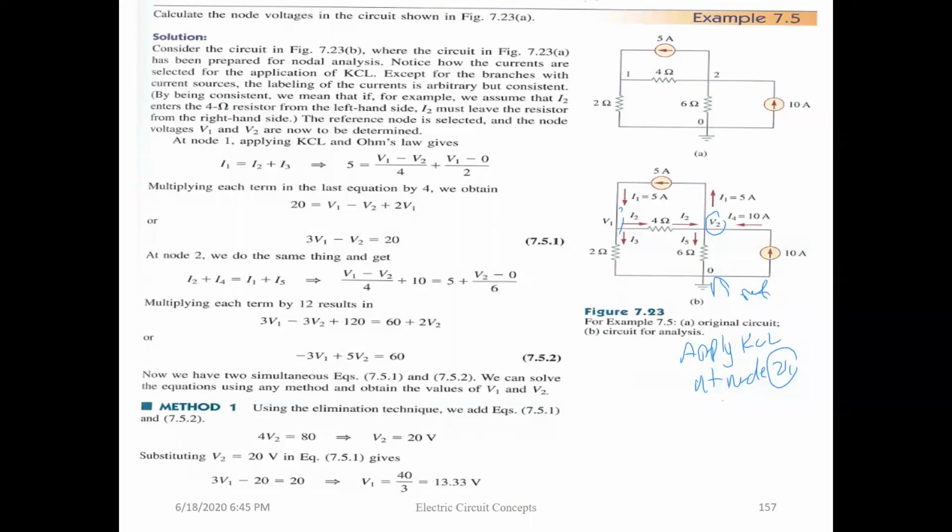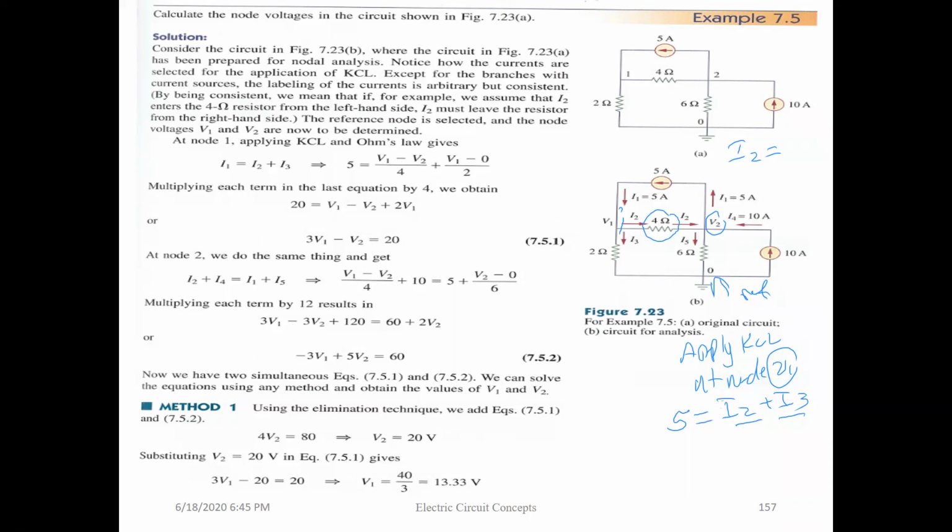It has a 0 voltage. So if we look at the node V1, we have current 5 entering the node, and I3 and I2 leaving the node. Then we need to convert these currents into voltages by using Ohm's law. So we need to know what is I2. I2 is the voltage across the 4 ohm resistor divided by the 4.